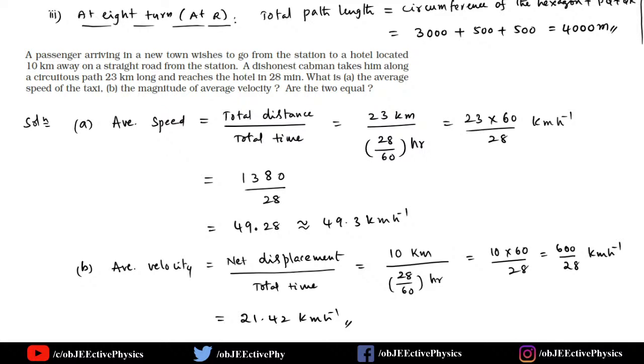Total path length is given as 23 kilometers, time 28 minutes. Average velocity is the shortest distance between hotel and station. Shortest distance is given as 10 kilometers, so 10 kilometers by time 28 minutes. Next question.